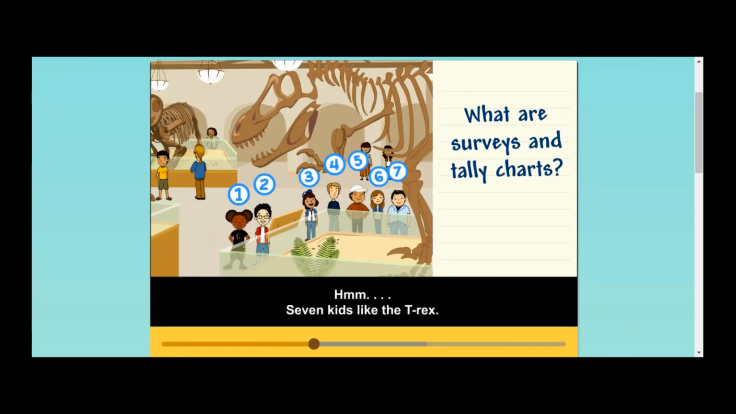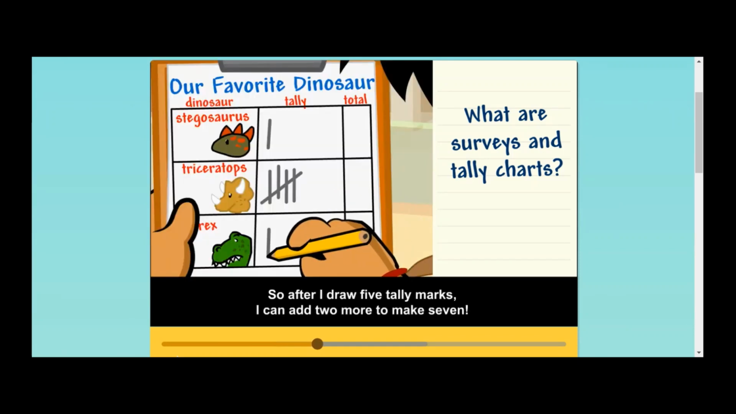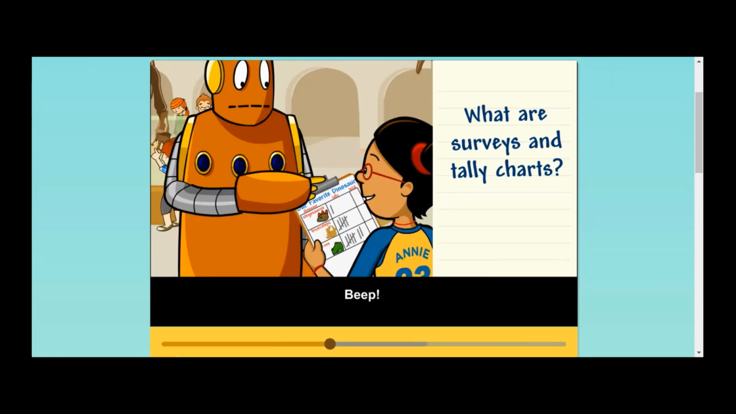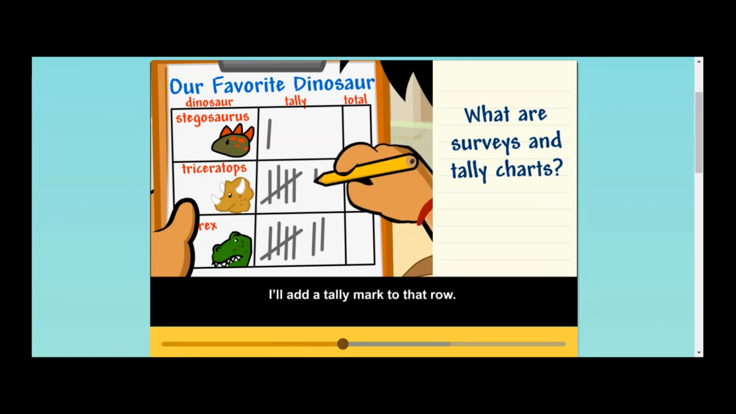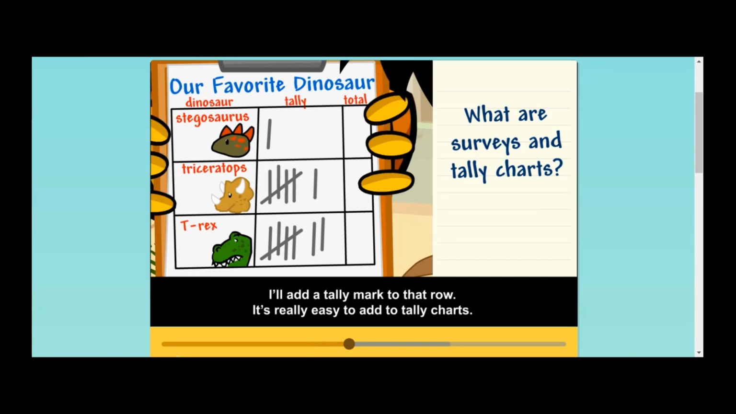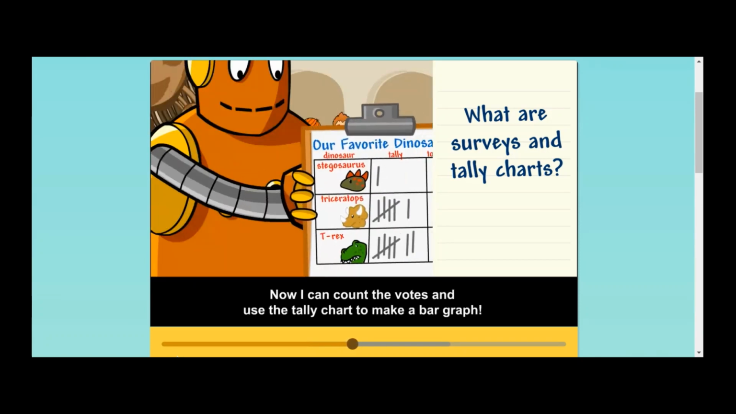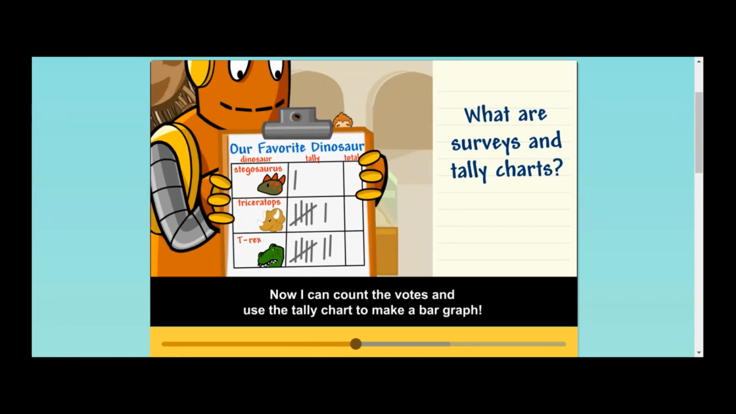7 kids like the T-Rex. So, after I draw 5 tally marks, I can add 2 more to make 7. Oh, right. I forgot to vote. My favorite dinosaur is the Triceratops. I'll add a tally mark to that row. It's really easy to add to tally charts. Now I can count the votes and use the tally chart to make a bar graph.